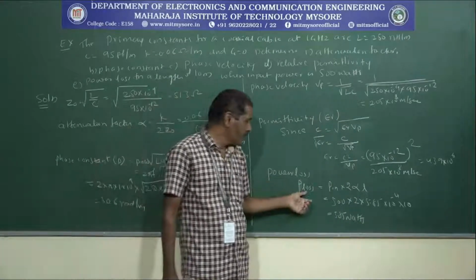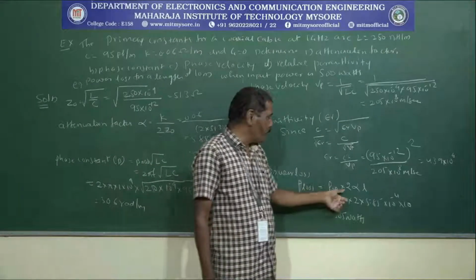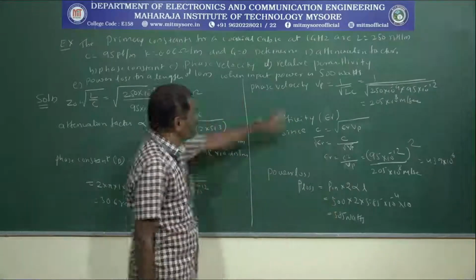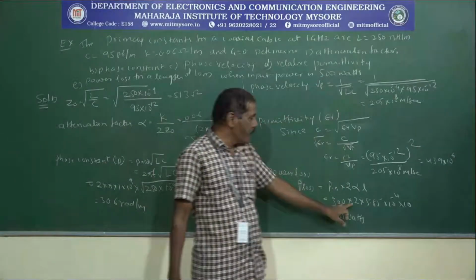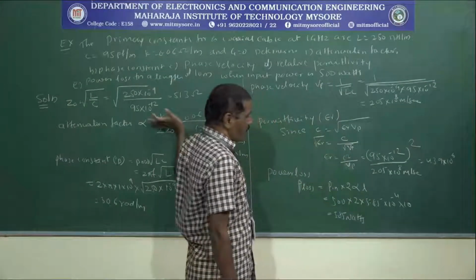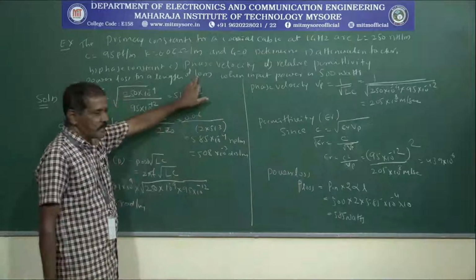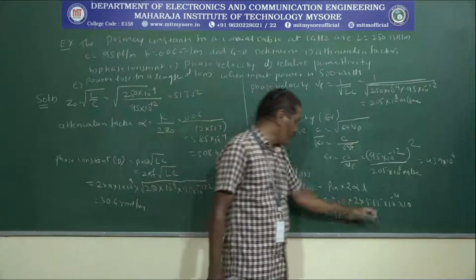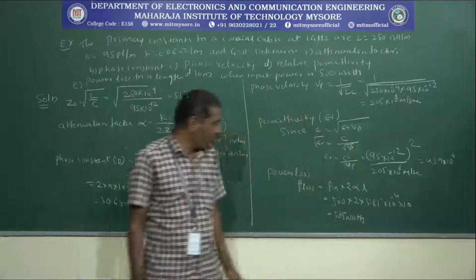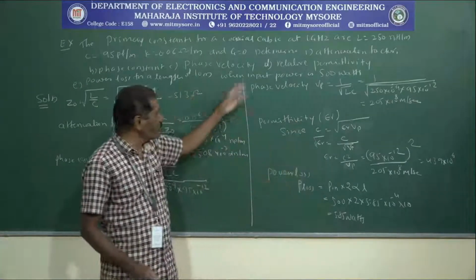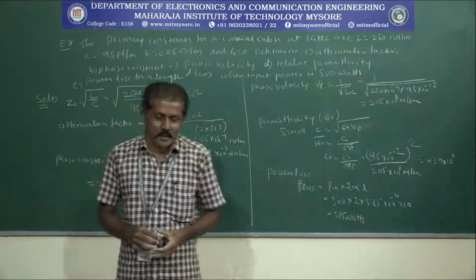Then the power loss is calculated by P in into 2 alpha into l. Okay, P in is given in the problem, that is 500 watts, into 2 into alpha, already calculated. Okay, the length is given as 10 meters in the given problem. Substitute all the values, we are going to get it as 5.85 watts. Okay, so these are all the unknown parameters which have been asked in the problem.